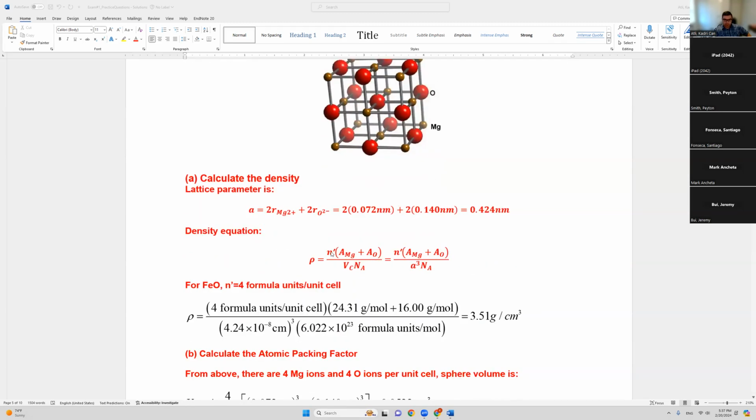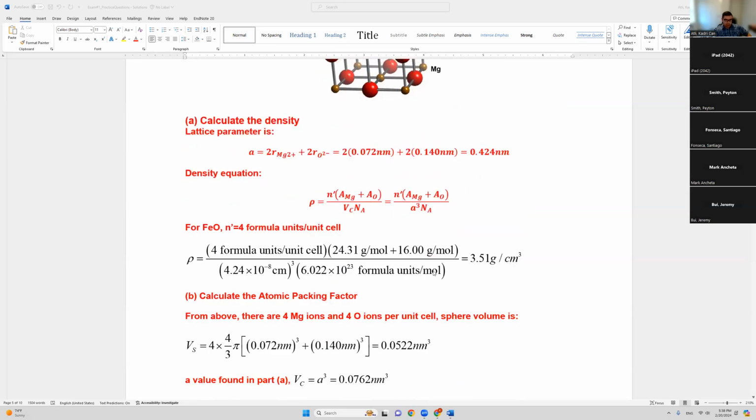In the numerator, I write 4 formula units per unit cell, and these are the atomic weights for magnesium and oxygen. And I found the A value, the unit cell edge length, before. So this is the volume of the unit cell, and this is Avogadro's number. So when you do the calculation, you find the theoretical density value as 3.51 grams per centimeter cube.